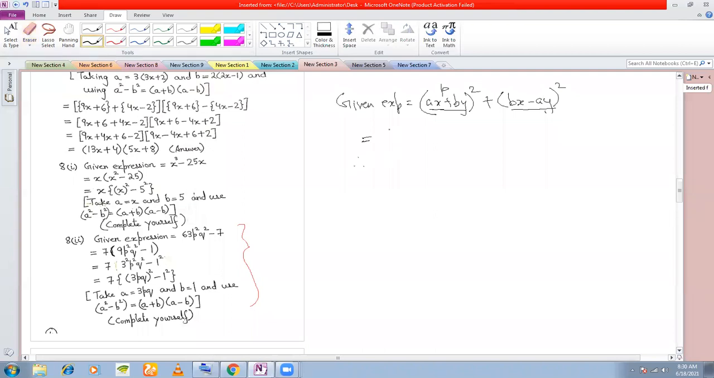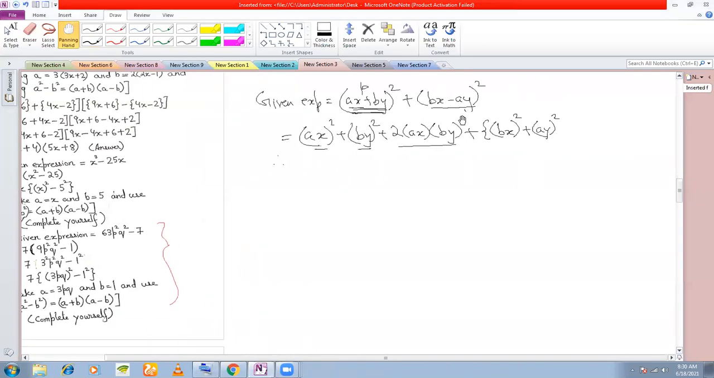So very quickly, you expand this by the (a + b) whole square formula. Only yesterday I showed you. So this is a square plus b square plus 2ab, the expansion of (a + b) whole square. Plus, now you expand the second one also by the (a − b) whole square formula. So a square plus b square minus twice a here is bx, b here is ay.